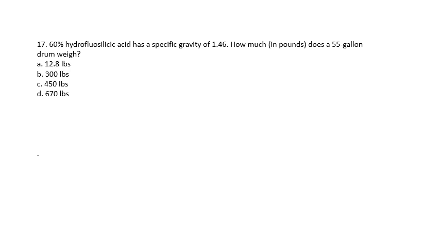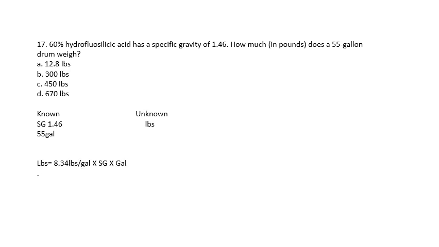Question 17. 60% hydrofluorosilicic acid has a specific gravity of 1.46. How much in pounds does a 55-gallon drum weigh? 12.8, 300, 450 or 670 pounds. So we'll pull out what we know and what we don't know. The specific gravity is 1.46. You have a 55-gallon drum. We are looking for the pounds.